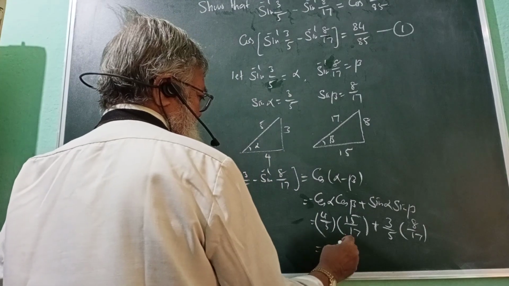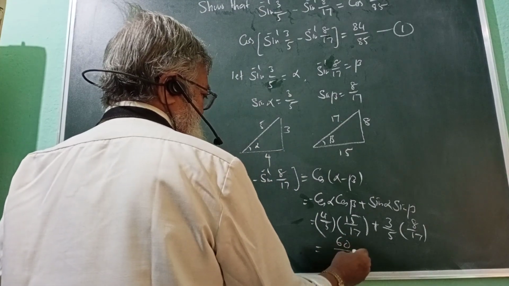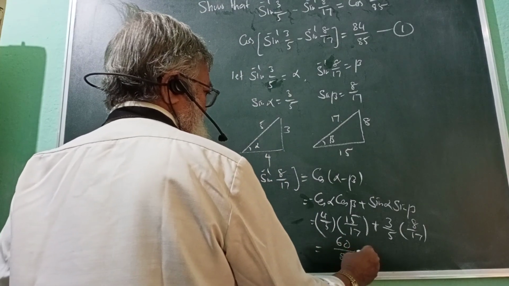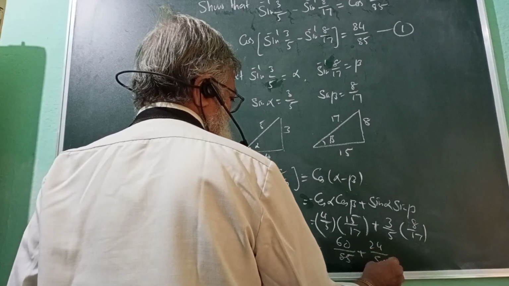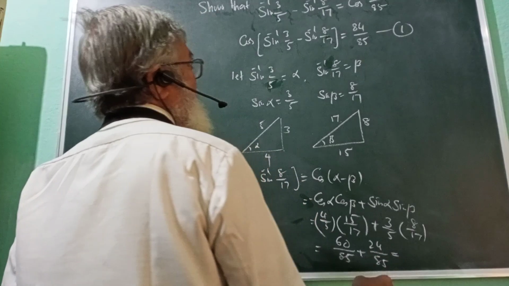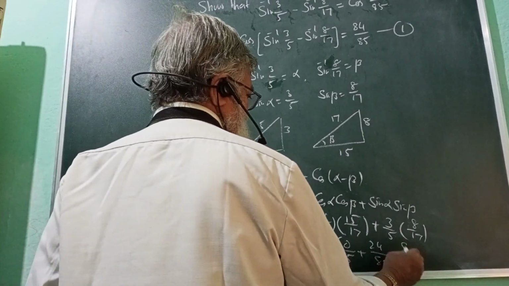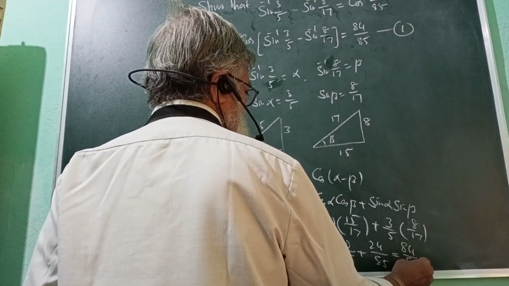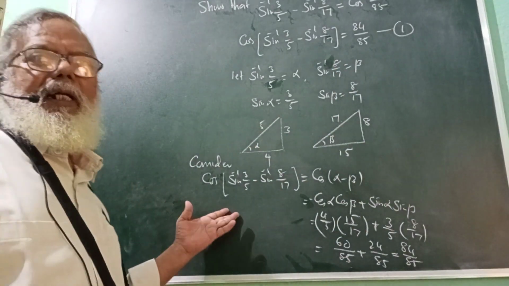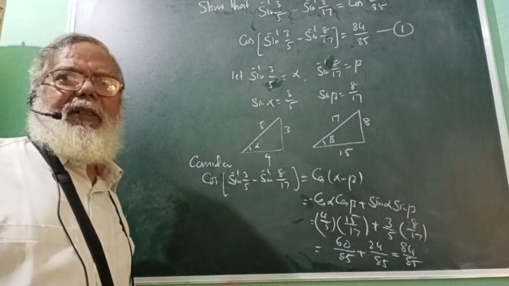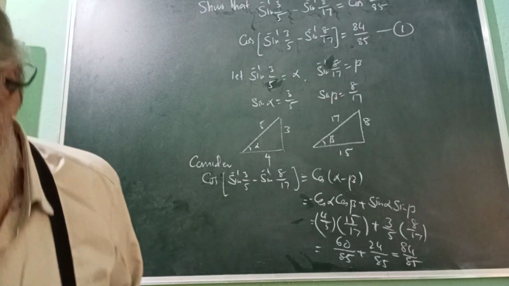Now it is 60 by 85 plus 24 by 85, which is nothing but, add them, you get 84 by 85, which is the right hand side of equation 1. This is the left side of equation 1. That proves the given problem.